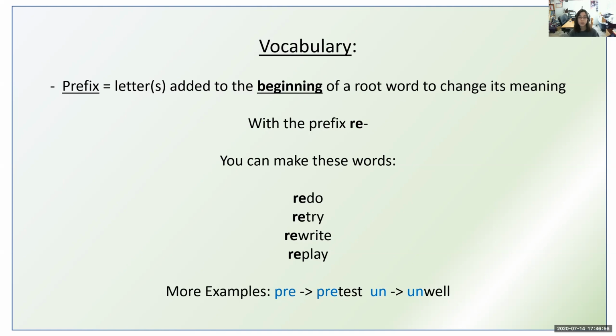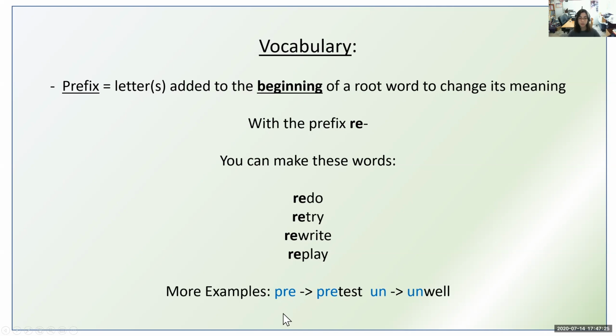So for example, with the prefix re, or in Latin re, you can make these words. You can make redo, retry, rewrite, and replay. They all use the prefix re, which kind of means again. It's like do again, or try again, or write again, rewrite, or play again, that kind of thing. So again, re means again. And so these are some words that you can make using the prefix re.